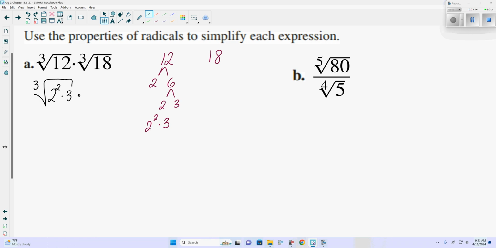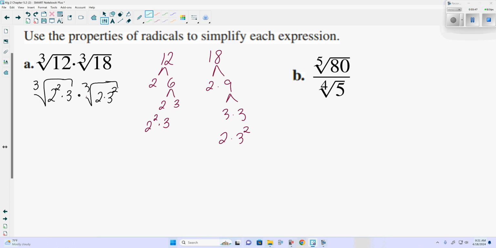Let's look at 18. Well, that is 2 times 9, and 9 is 3 times 3. So we can say that this is 2 times 3 squared. Questions on how we broke this down? Because the whole goal of this is to find perfect cubes, find perfect ways to reduce this if it is possible, and it is.